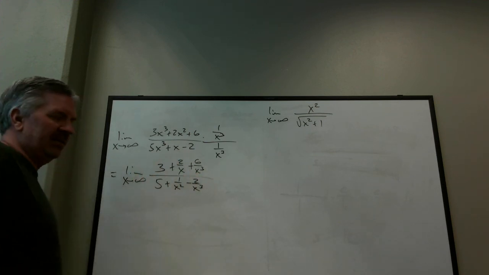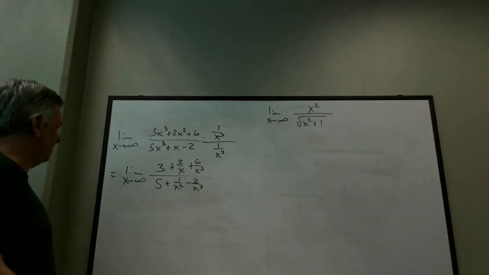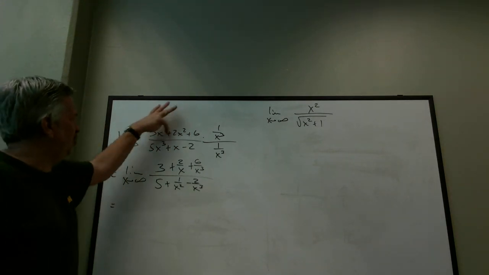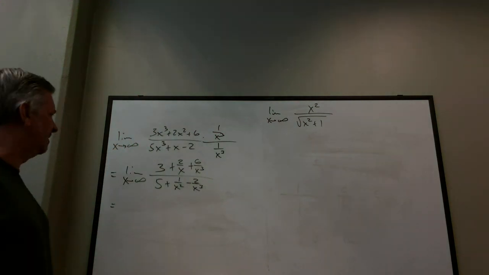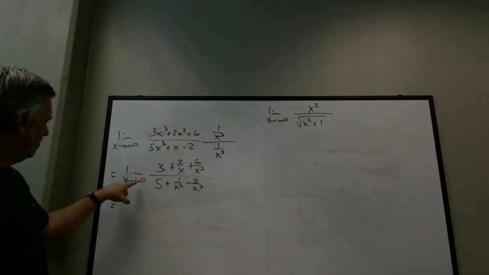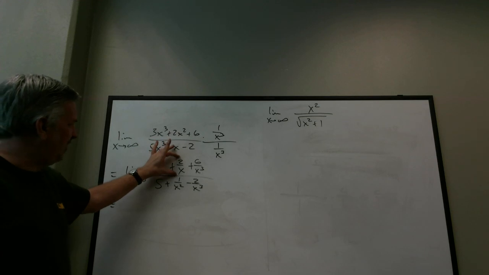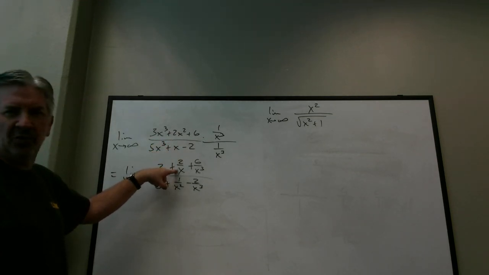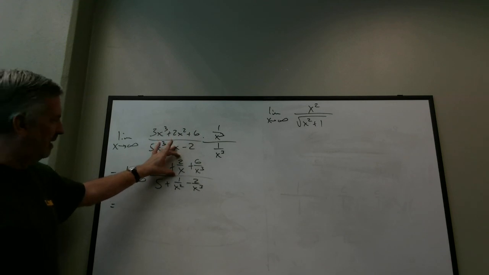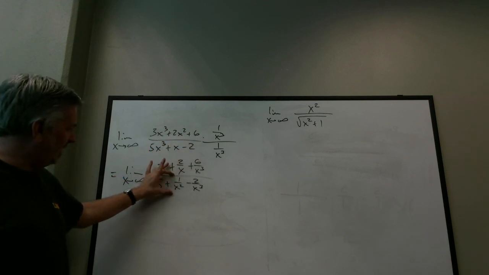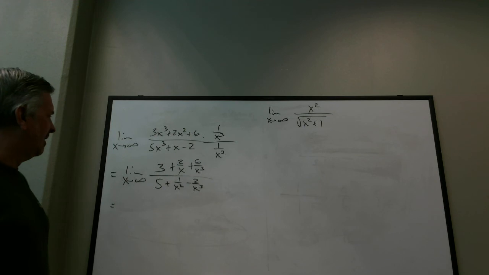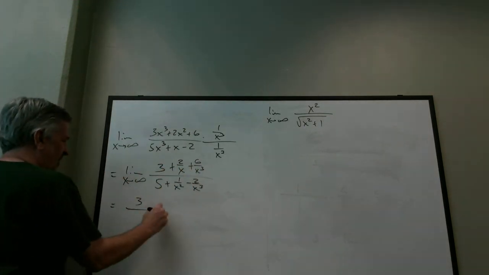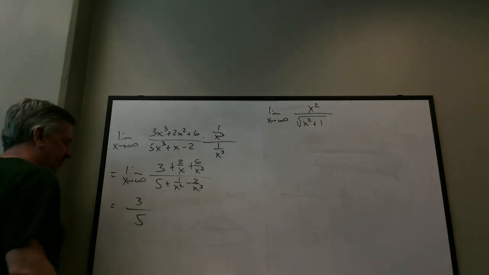Now I know I made the function look worse, but I did this for a reason, because you can't plug in infinity, it's huge over huge, and that doesn't make any sense, right? But look at this. When x goes to infinity, 2 divided by x, 2 over 10, 2 over 100, 2 over 1,000, 2 over a trillion, that goes to 0. That goes to 0, that goes to 0, and that goes to 0. And constants stay the same. So you get 3 plus 0 plus 0 over 5 plus 0 plus 0.